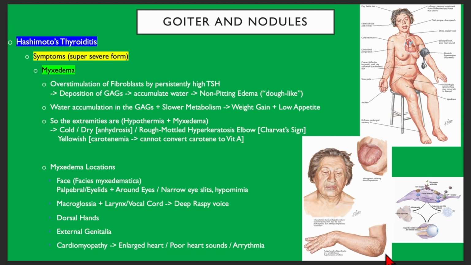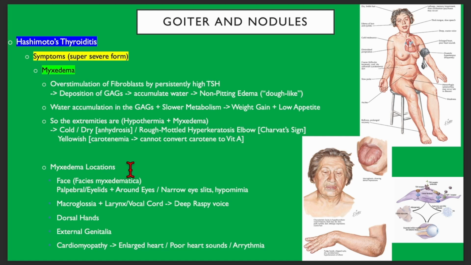So this means that if you look at the extremities, they are cold because we said hypothyroidism people are cold. Anhidrosis, so dry skin, again from hypothyroidism. And then we have hyperkeratosis and rough mottled elbow. This is here. It's called Charvat's sign. And this guy, I think, is a Czech, so that's why you should know it for the Czech Republic. Charvat's sign is when the elbows are rough and hyperkeratotic and a bit yellowish. This is because carotene cannot convert to vitamin A, so you have hypercarotenemia, so you look like a carrot, a bit yellowish, your skin.